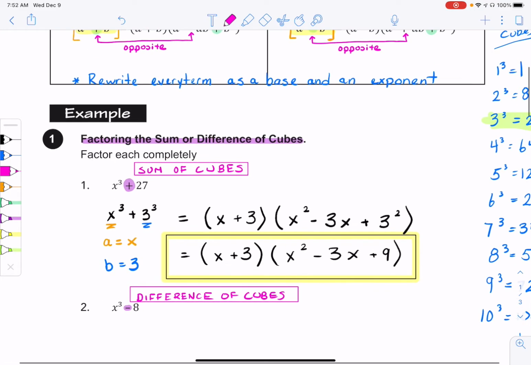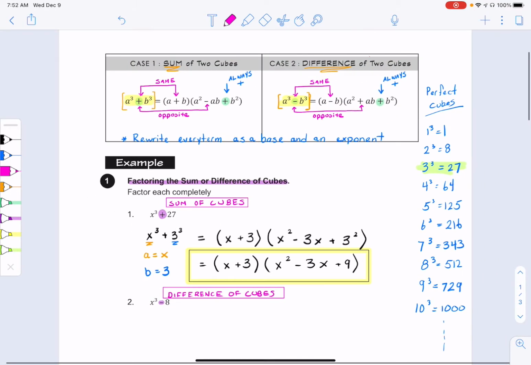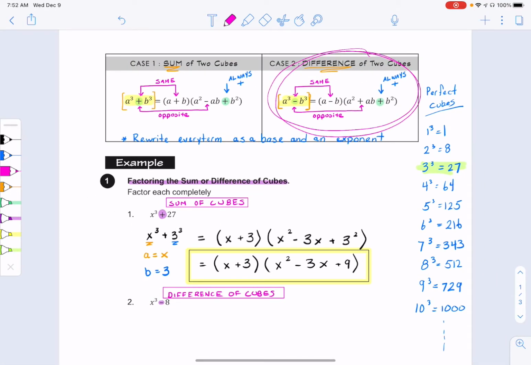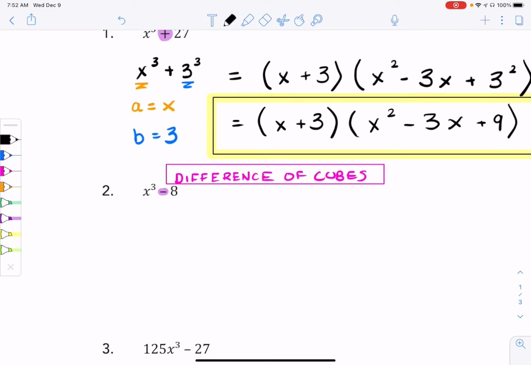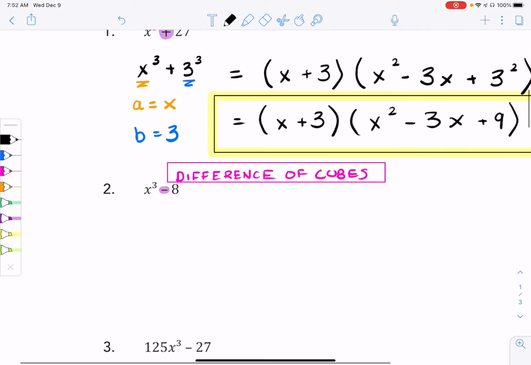That means we are following this factoring pattern. Before we start, we need to convert every term to a base and an exponent. Obviously, that first term, x cubed, is already converted, so I'll leave that as x cubed. Minus 8 is the same thing as 2 cubed. From here, my a value is x, and my b value is 2.